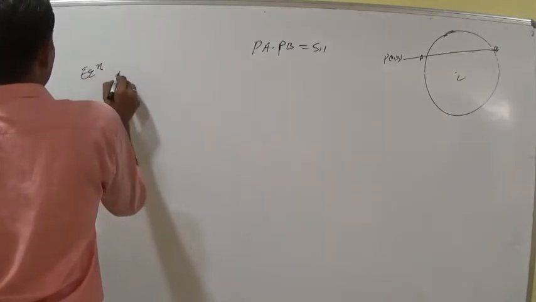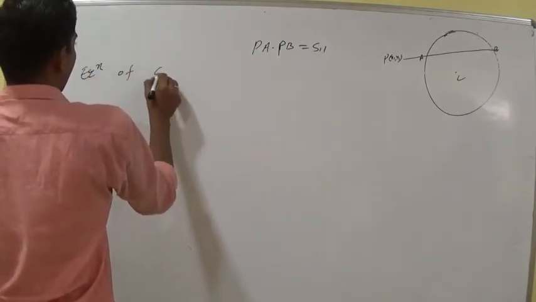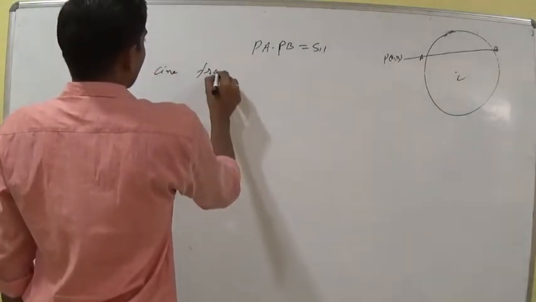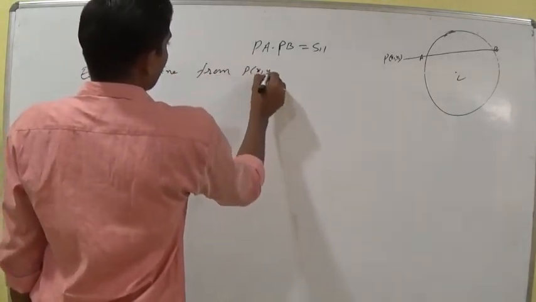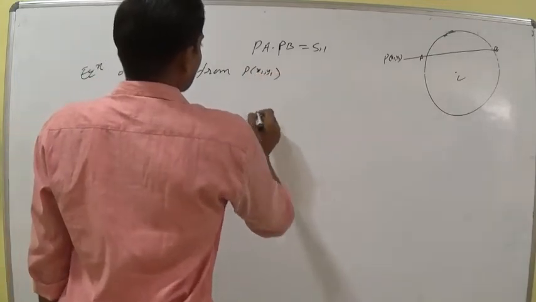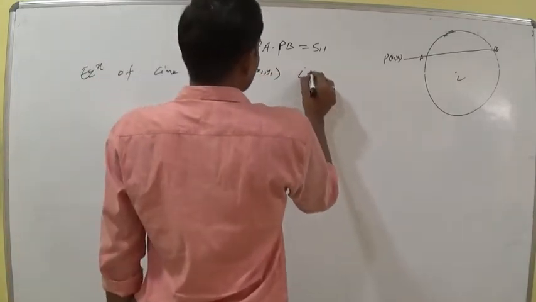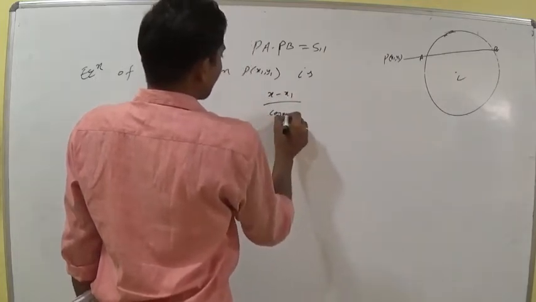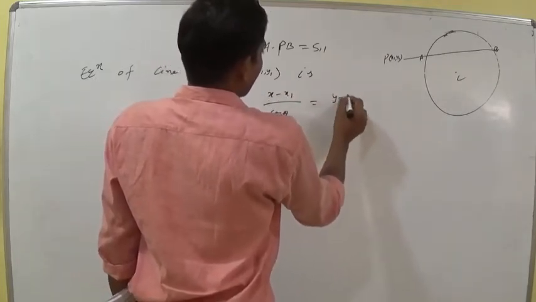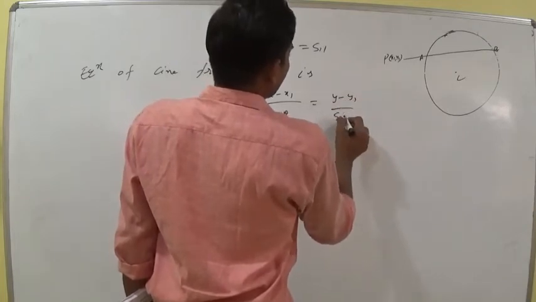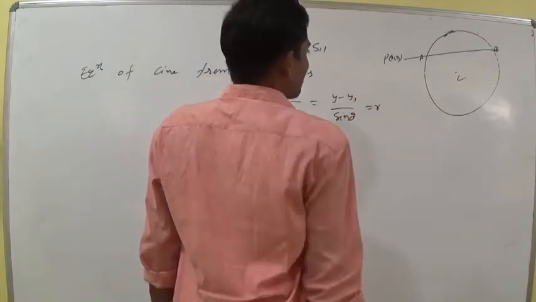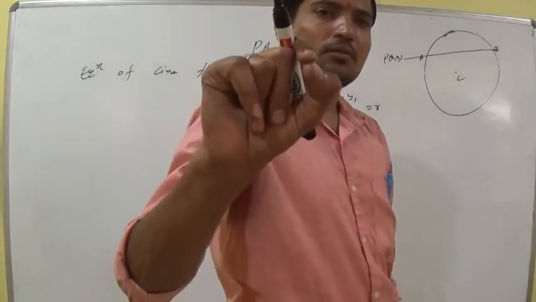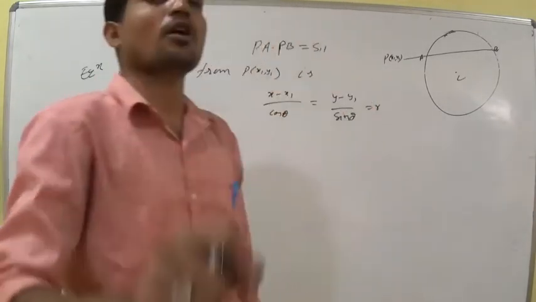Equation of a line from P(x1, y1) is (x minus x1)/cos theta equal to (y minus y1)/sin theta equal to r. Here r is the distance from P to any point on the circle.